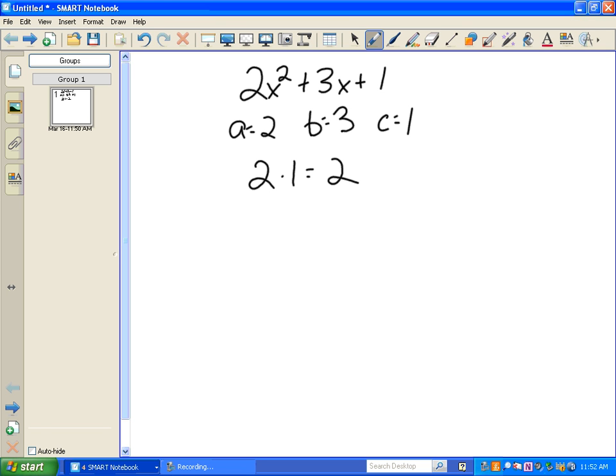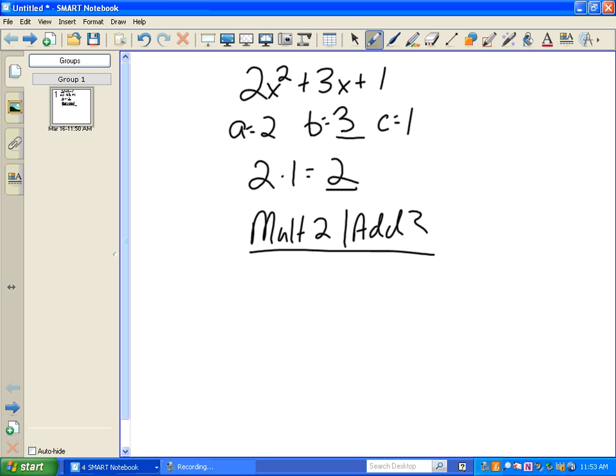Now, step 2 asks us to find 2 integers. And these 2 integers have to be able to do what? Allison? Multiply to whatever this value is, and add to this one. So, multiply to 2, add to 3. What multiplies to 2 and adds to 3? Matt? 2 and 1.